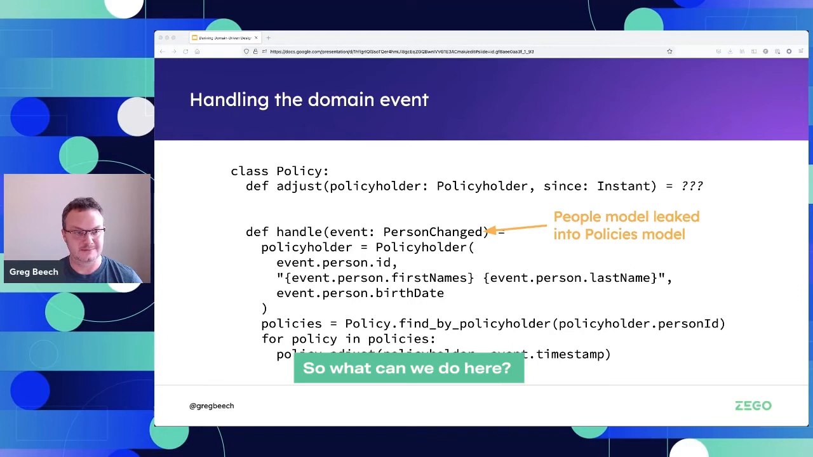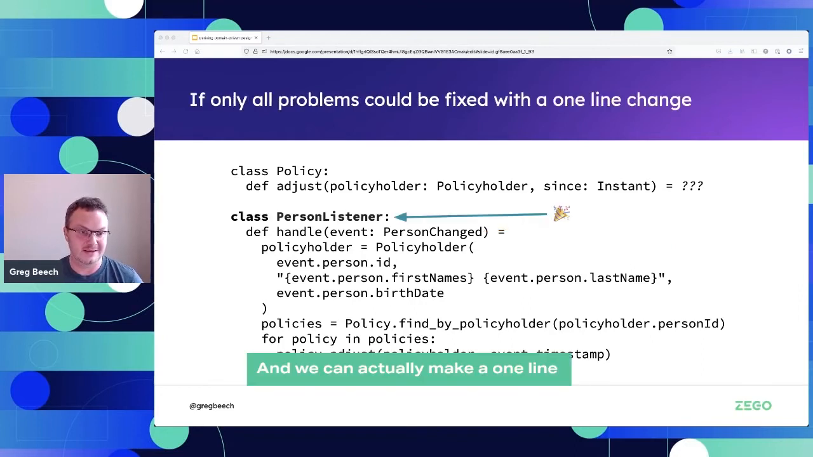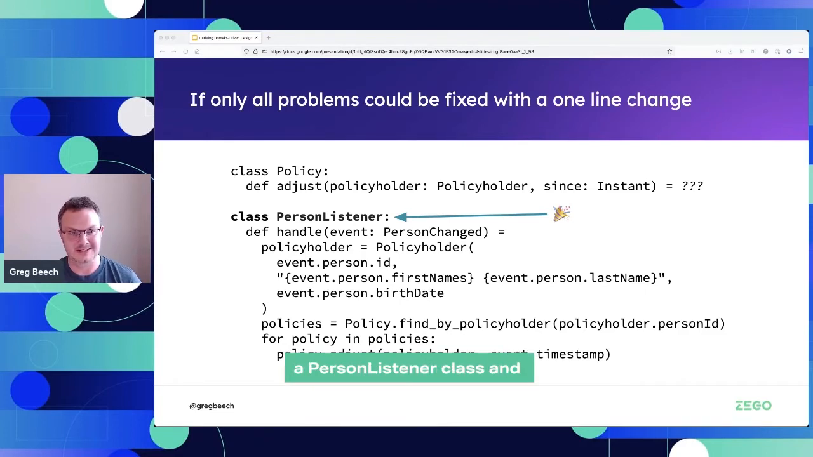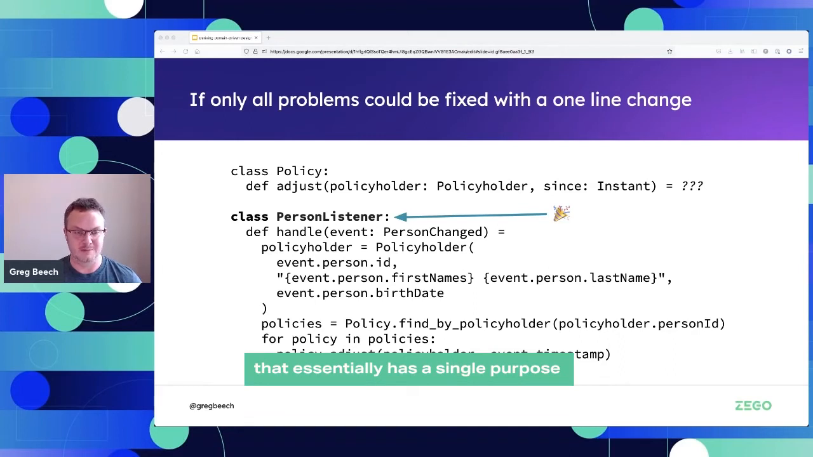So what can we do here? We can actually make a one-line change and fix everything. We just introduce a person listener class. And this now no longer exists in the policy domain model. It's still not in the people domain model. And we've got this component that essentially has a single purpose of bridging the domains for this particular type of change to a person. So now all the domains are separate and internally consistent, and we've got a component that sticks to the SRP that bridges them.